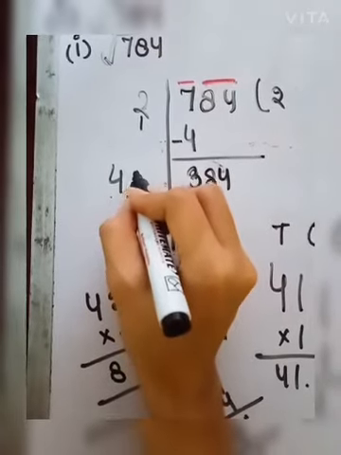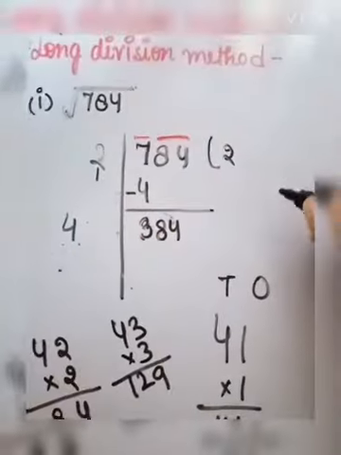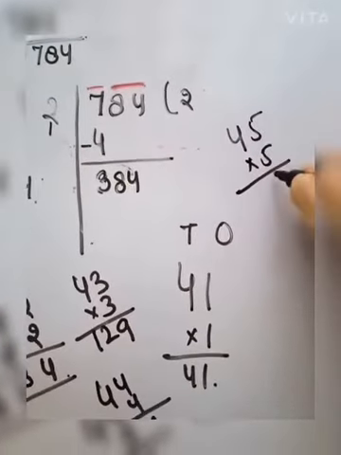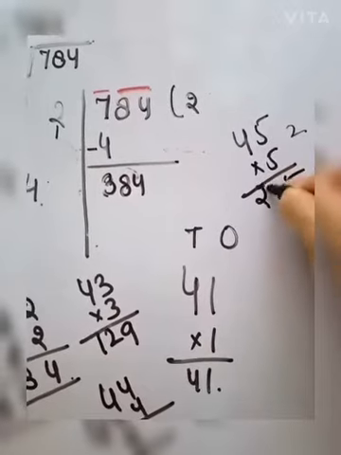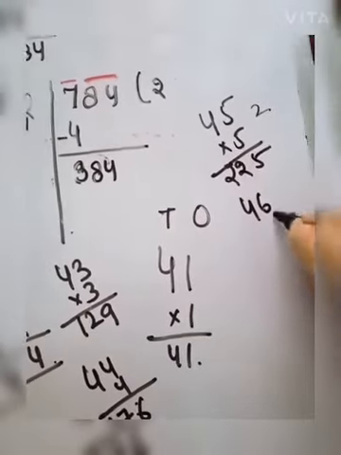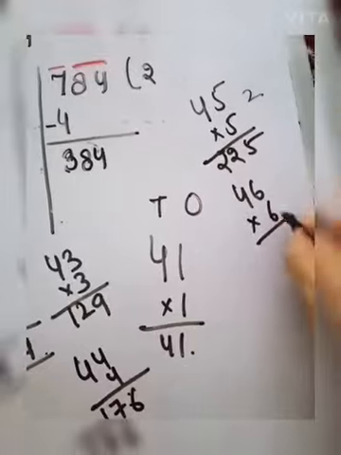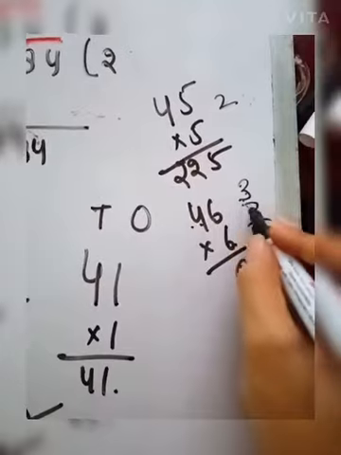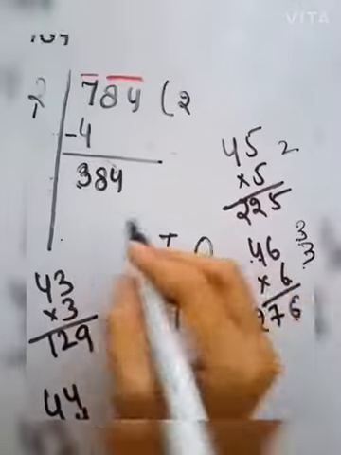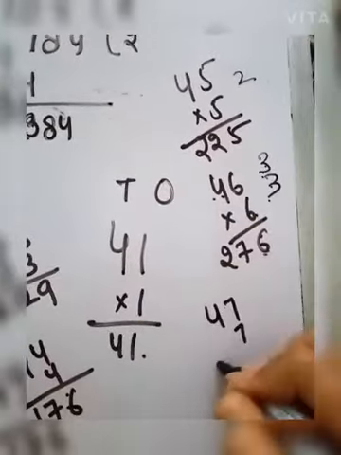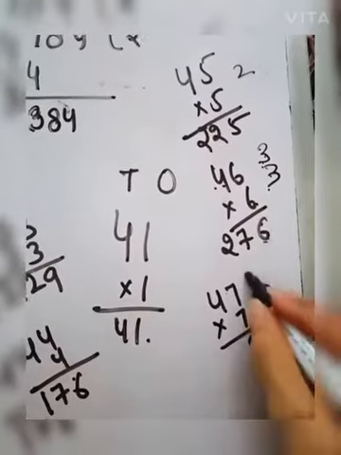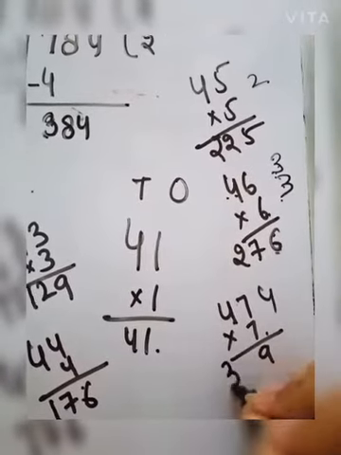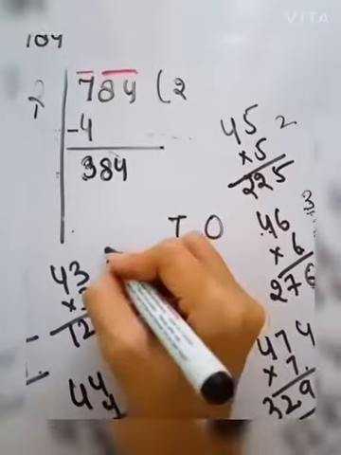Here you have to do the square of the number, like 45, so multiply it by 5. It is 225. 46 multiply into 6. 6 6s are 36. 6 4s are 24. 25, 26, 27. It is less than 384. 47 into 7. 4 7s are 28, 29, 30, 32. It is still smaller. Let's check 48 into 8.